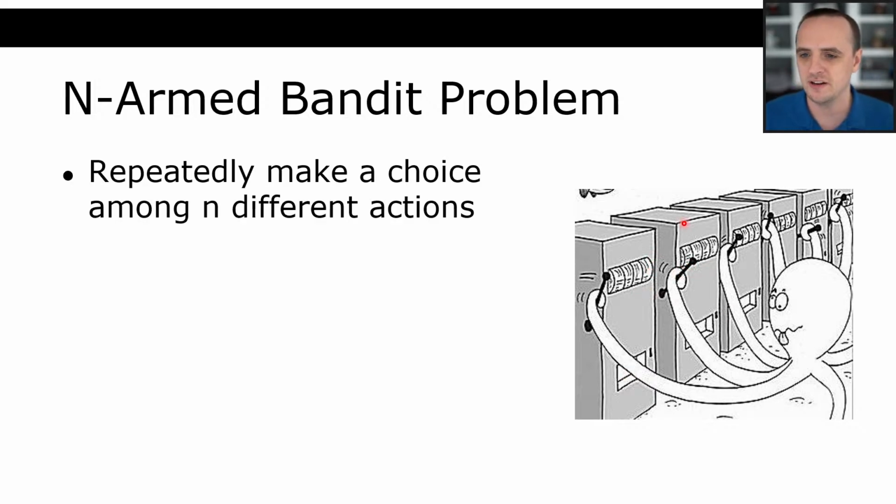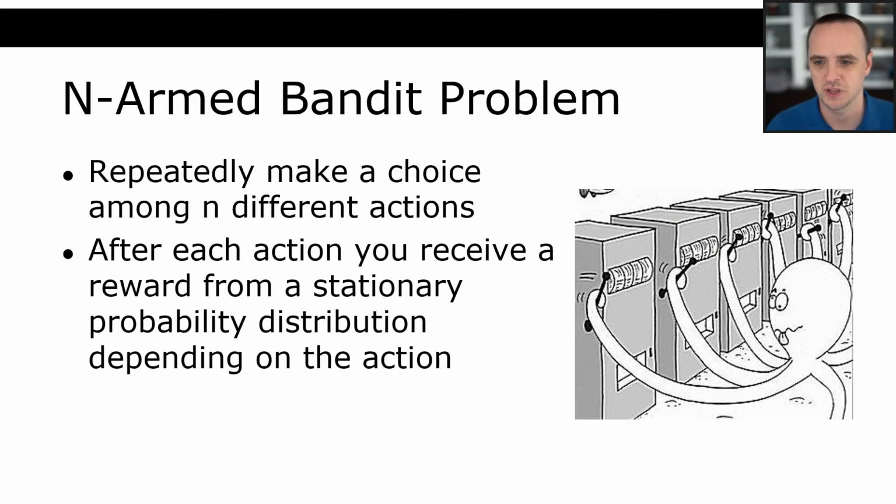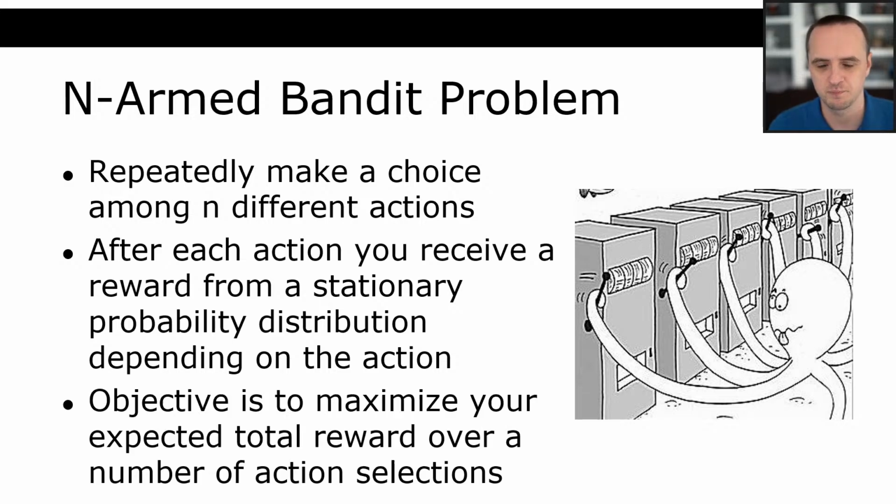So we are repeatedly going to make a choice between n different actions, n being the number of actions that we can choose between. After each action, you're going to receive a reward from a stationary probability distribution depending on the action. And we'll talk about what stationary probability distribution means in a couple of slides. Your objective is to maximize your expected total reward over a number of action selections. So, okay, that's a mathematical definition. What does this mean in practice?